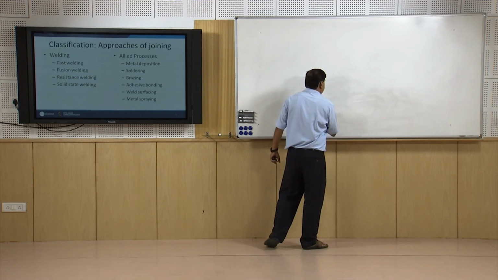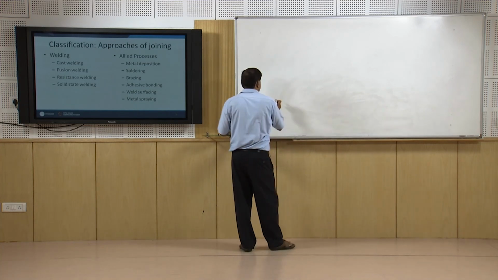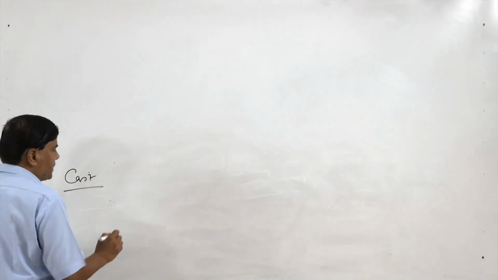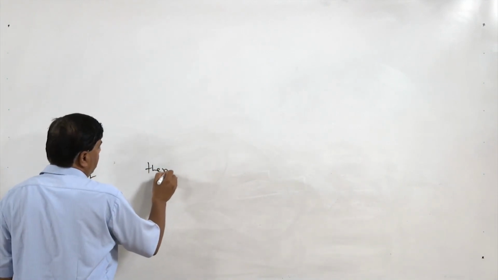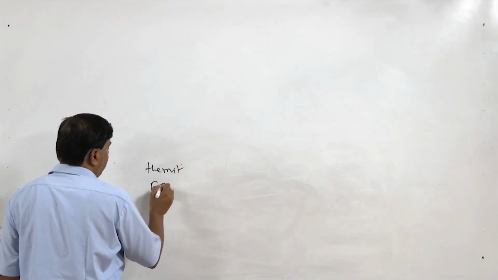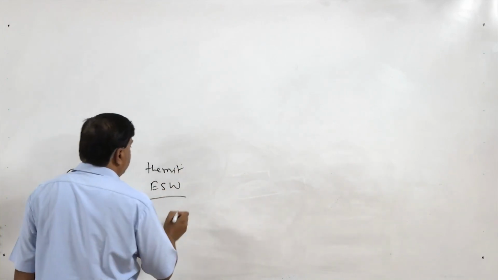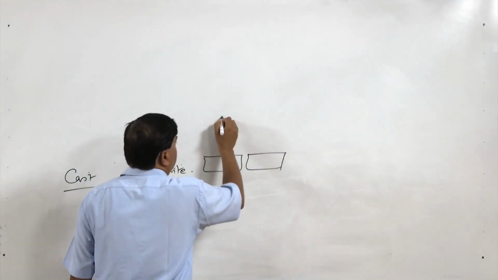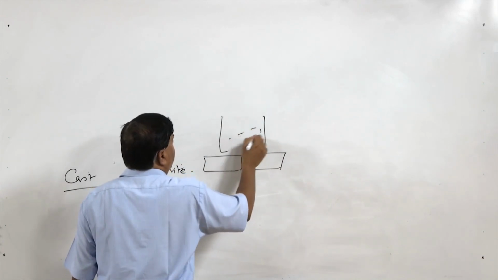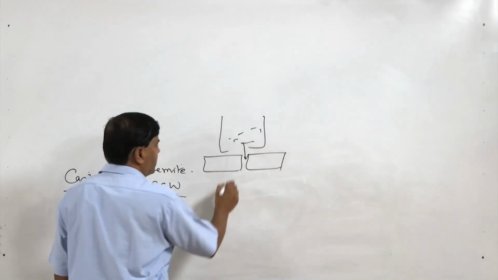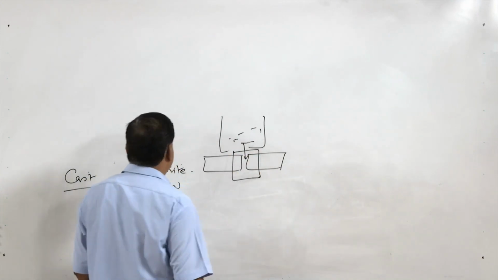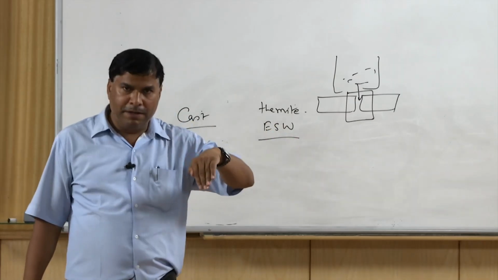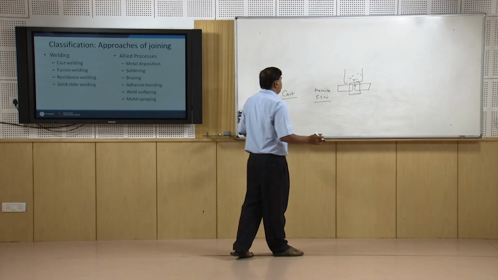Apart from that, there is another big group of welding processes, based on the approach of developing the weld joint, that involves the use of cast welding processes. Welding processes like thermite welding and electroslag welding fall in this category. In thermite welding, between the components to be joined, the molten metal is prepared outside and then it is fed between the faying surfaces. So, this is typical of processes where, just like in casting, the molten metal is prepared outside and then put into the mold for developing the weld joint.